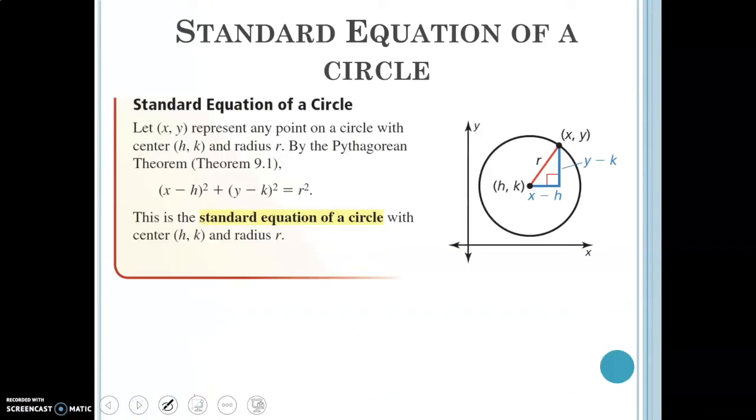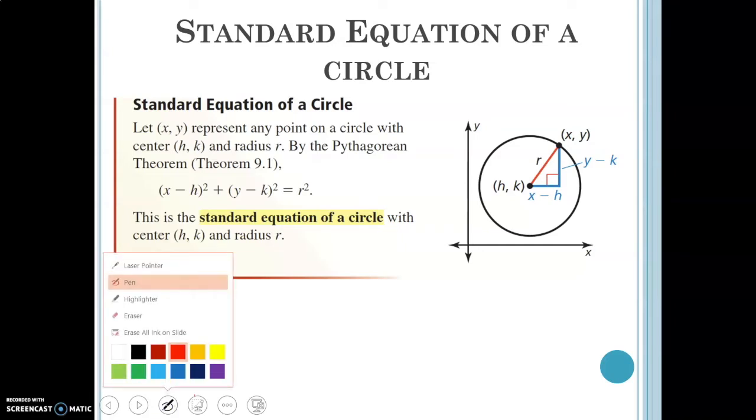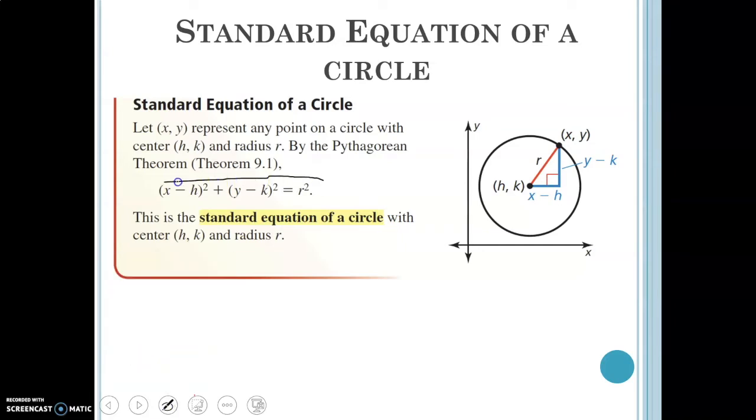So on this slide here, you will see the standard equation of a circle. Let me go ahead and highlight the portion that is of interest here, and let me read that out to you. We're going to take the quantity of x minus h squared plus the quantity of y minus k squared, and that's equal to r squared. And this is called the standard equation of a circle with a center of (h, k) and a radius of r.